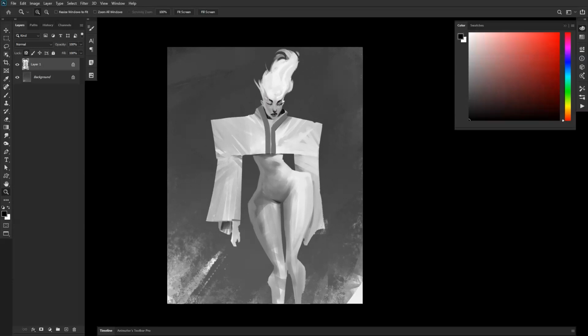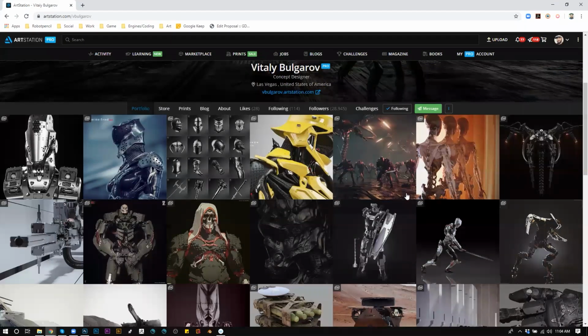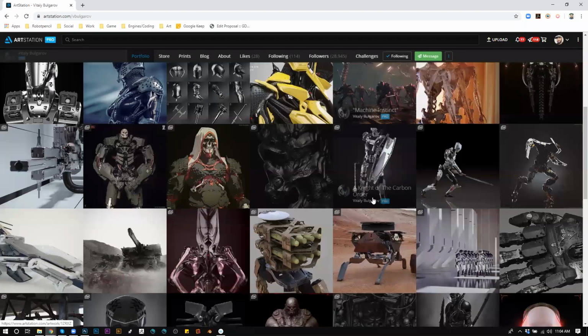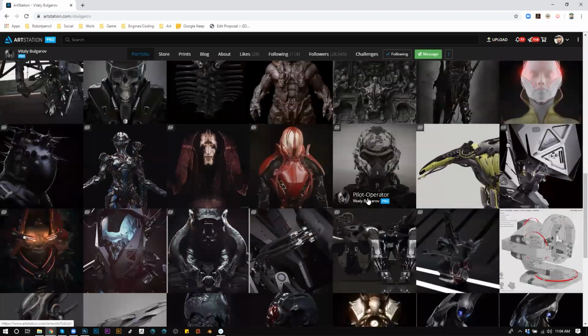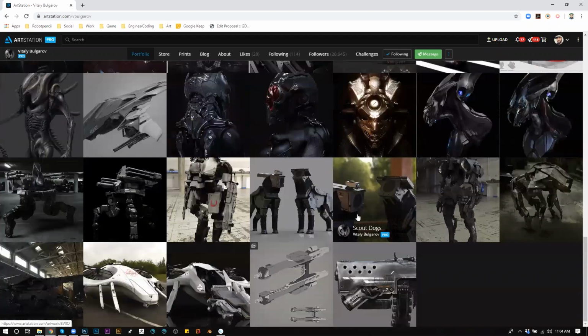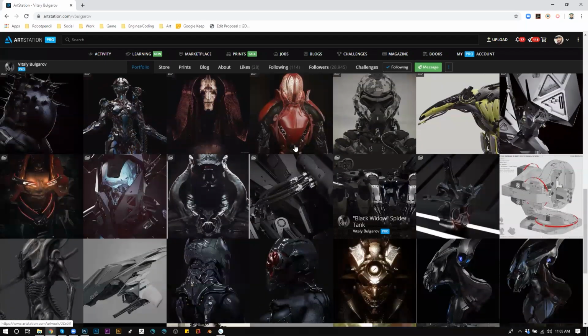So when we look at someone like Vitaly Bogorov, he clearly doesn't do environments, but his hard surface stuff is still insane. But he doesn't have enough environment stuff. I mean, there's not enough fantasy. There's not enough diversity in this portfolio. He must be struggling. Like, wait a minute. No, of course that's not true.